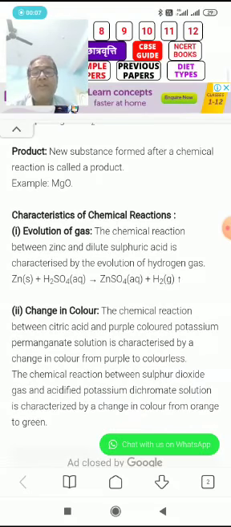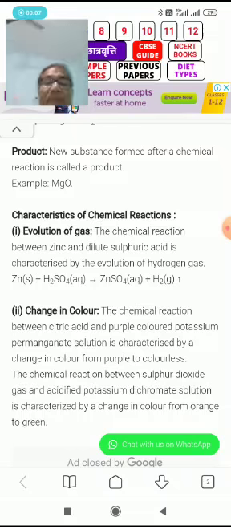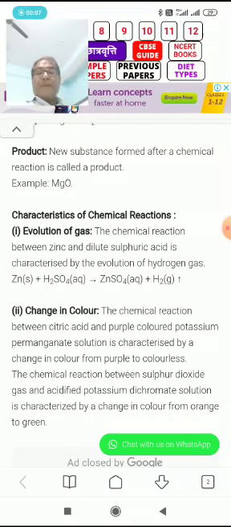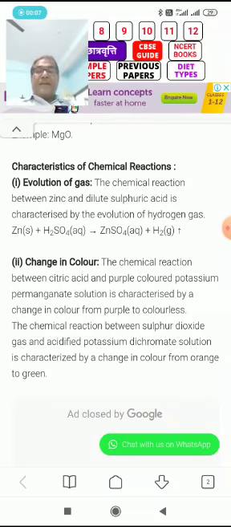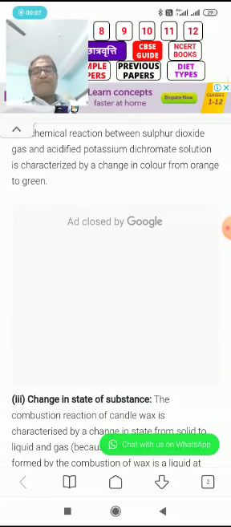The second characteristic of a chemical reaction is change in color. The chemical reaction between citric acid and purple colored potassium permanganate solution is characterized by a change in color from purple to colorless. Similarly, when we pass sulfur dioxide gas through acidified potassium dichromate solution, its color changes from orange to green.